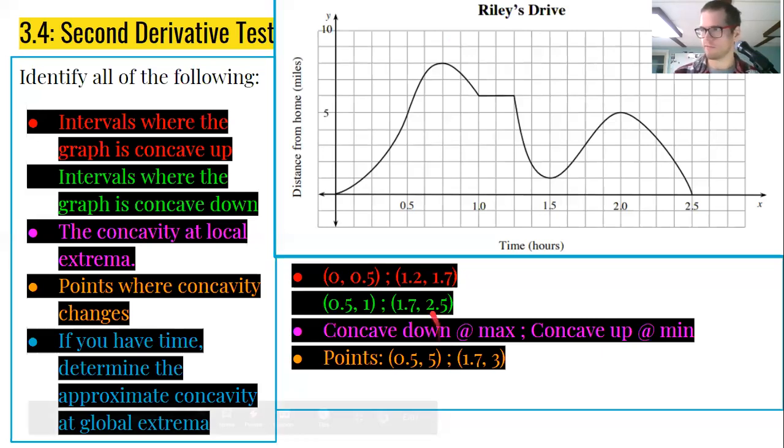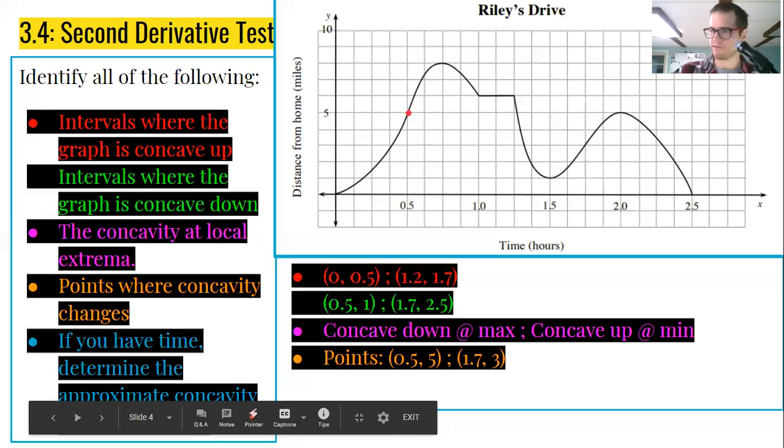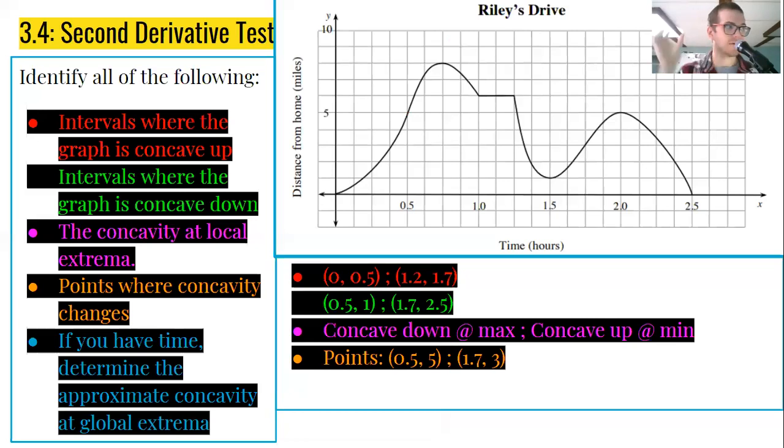So at 0.5, 5, it looks like that's where it goes from open cup with coffee to cup without, because it can't be upside down unless you have a really nice mug and keep the coffee in. And even then, it's not going to look like a regular coffee cup that way. And then again at X equals 1.7, Y equals 2.5, looks like another point where the concavity changes, where it goes from that open cup to that down cup.